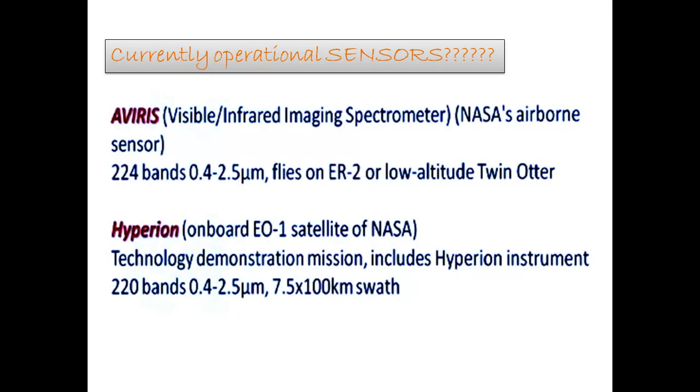So these are the currently operational sensors like AVIRIS and the Hyperion. AVIRIS is the airborne sensor and the Hyperion is the spaceborne sensor, and these two are very important, and you have to know in details about these two kinds of sensors.